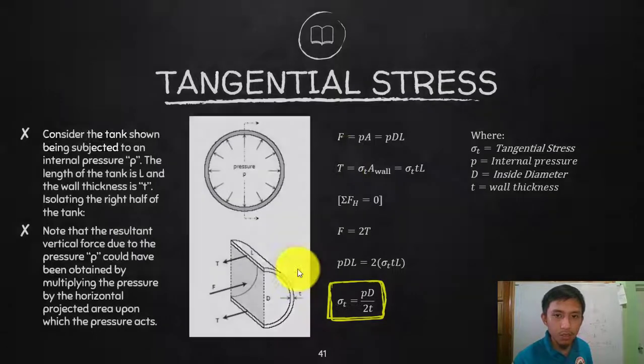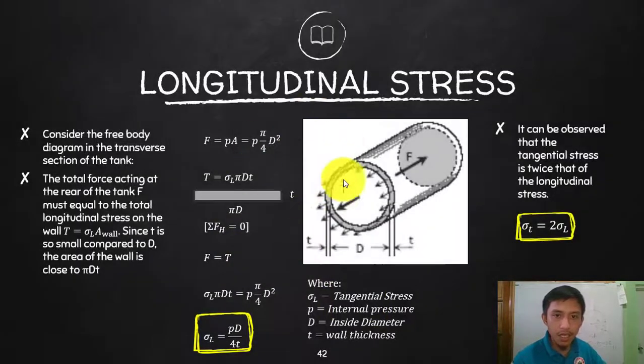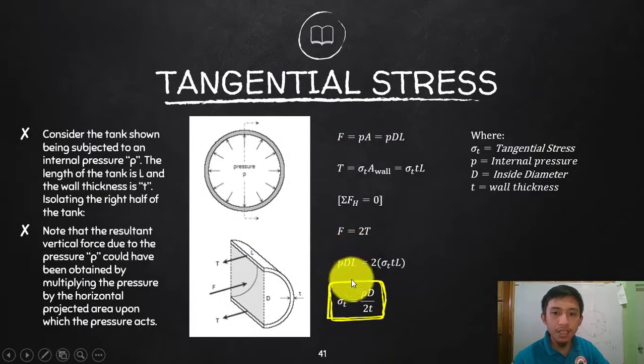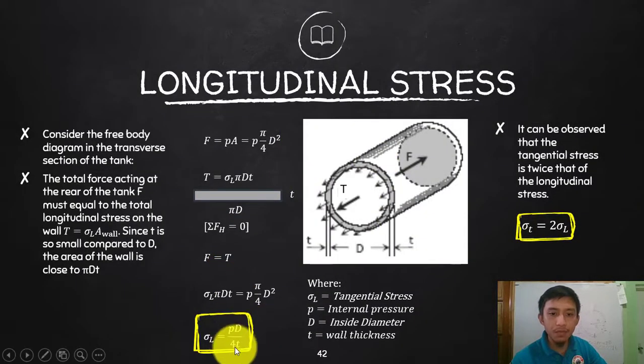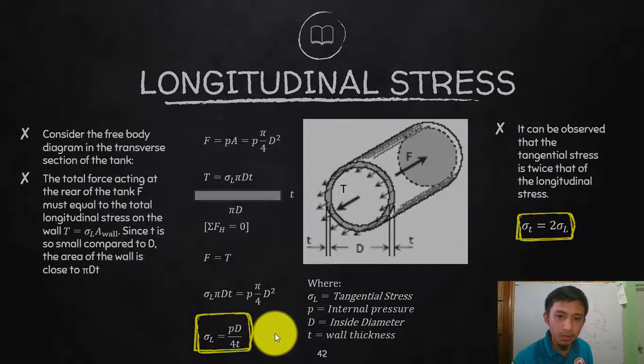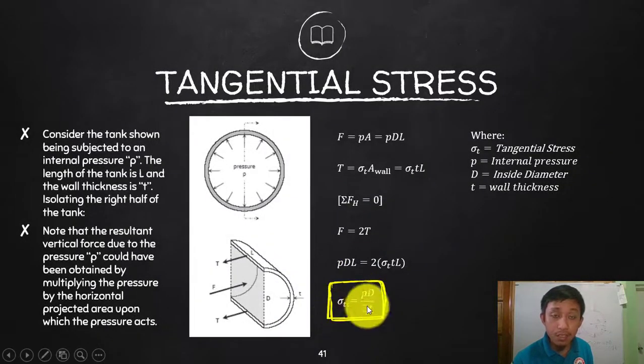If you try to go back to your tangential, that is PD over 2T. For longitudinal, that is PD over 4T. So what do you notice? If I multiply your longitudinal stress by 2, so 2 and 4 cancel, you will be left here with 2 below. That will be exactly the same as your tangential stress.